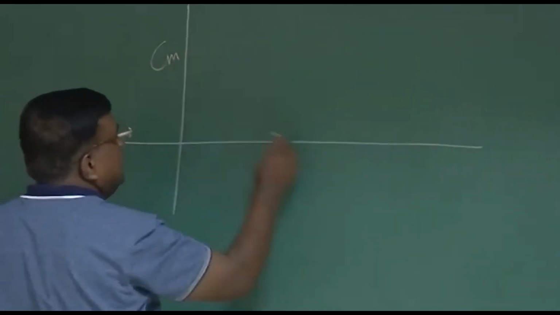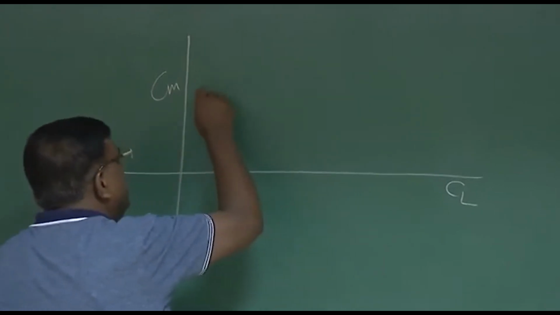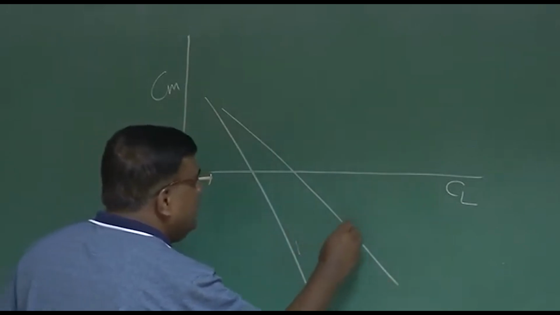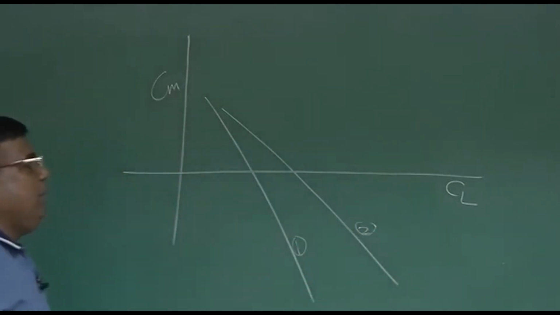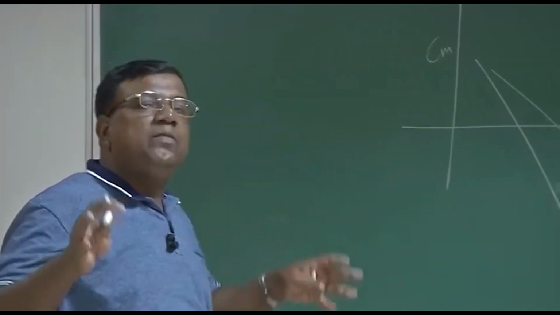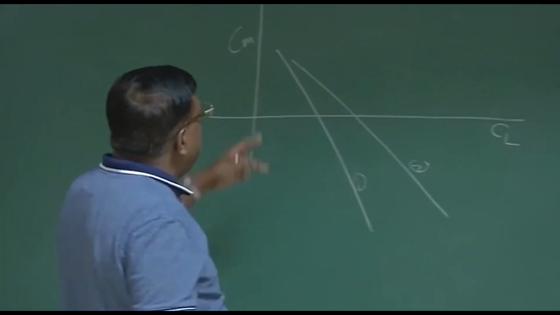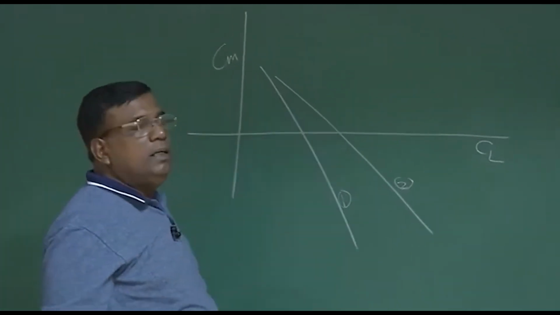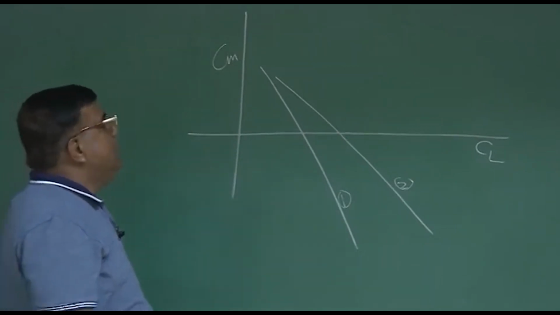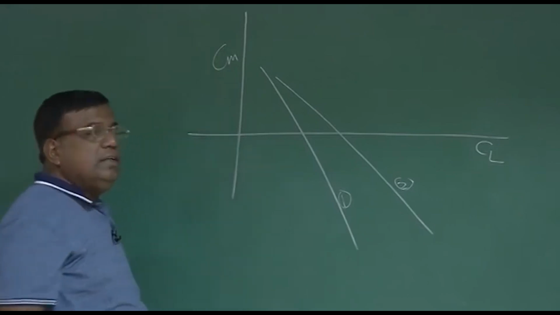This is Cm and again CL. This is one graph for the same airplane. This is the second, 1 and 2, for the same airplane. So what might have changed? Why are these slopes different? Even if the configuration is the same, we are agreeing that we are discussing the same airplane. So the external configuration is the same, but their dCm by dCL, the static stability parameter, is different. That could happen only because the CG locations are different.